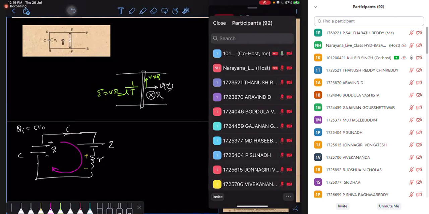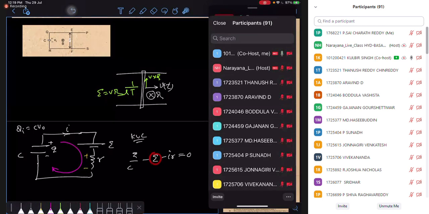So in the circuit, what is satisfied? Kirchhoff's law is going to be satisfied, so we can apply KVL here. As we are going in the clockwise direction, crossing the capacitor, the potential rises by Q by C. Crossing the battery, the potential falls. Crossing the resistance, the potential falls. So I can say here Q by C minus E minus IR equals 0.